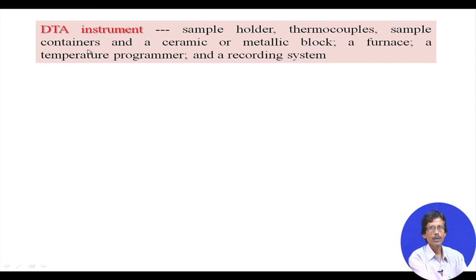Then we have the sample containers where we keep the samples, and a ceramic or metallic block inside which they are put. Then a furnace, and a temperature programmer, because a Wheatstone bridge type of arrangement can be there, and finally the recording system. It can be a chart recording system, a computer recording system, or some oscilloscope.